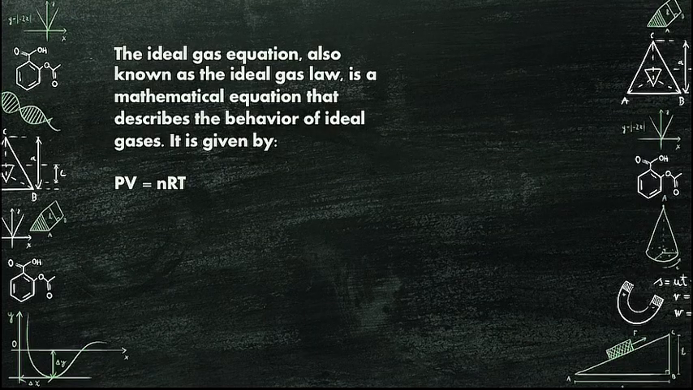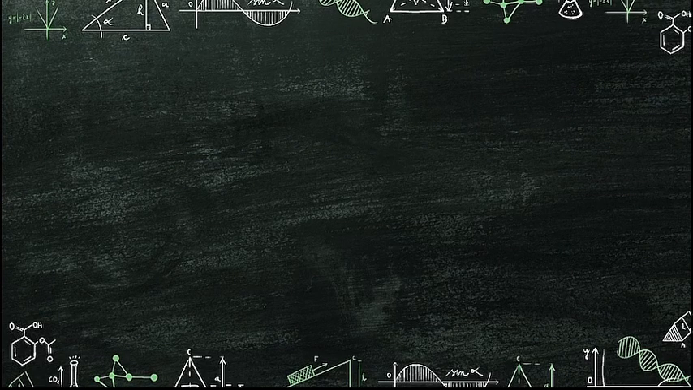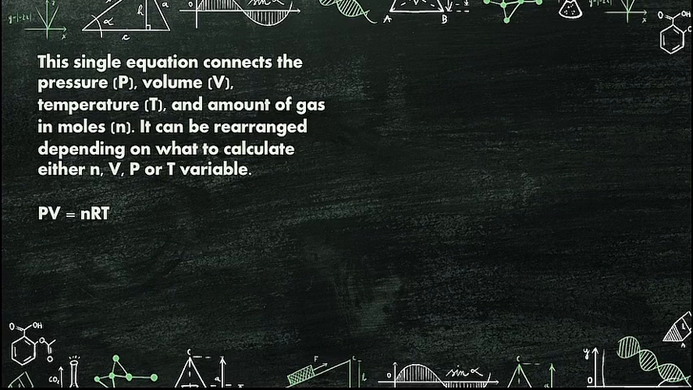The ideal gas equation, also known as the ideal gas law, is a mathematical equation that describes the behavior of ideal gases. It is given by PV = nRT. P is for pressure, V is for volume, n is for amount, R is the gas constant, and T is for temperature. This single equation connects the pressure, volume, temperature, and the amount of gas in moles. It can be rearranged depending on which variable you want to calculate: n, V, P, or T.